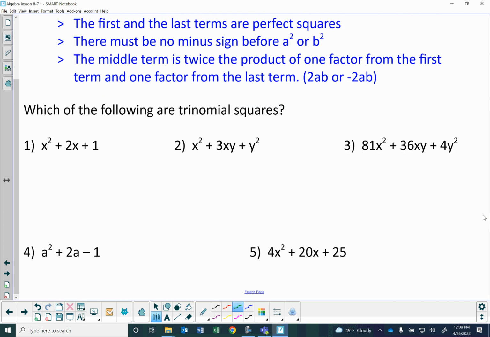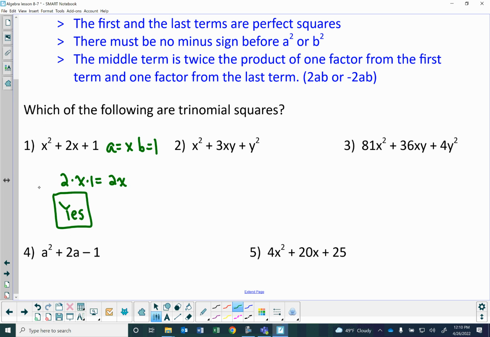Number one here, x squared plus 2x plus 1. Is my first term a perfect square? Yes, x squared is a perfect square. Is my last term a perfect square? Yes, 1 is a perfect square. 1 squared is 1, the square root of 1 is 1. So my a term is going to be x and my b term is going to be 1. Is my middle term 2 times a times b? 2 times x times 1 is 2x. Yes, my middle term is 2x. So yes, this is a trinomial square. Okay, let's take a look at number 2.